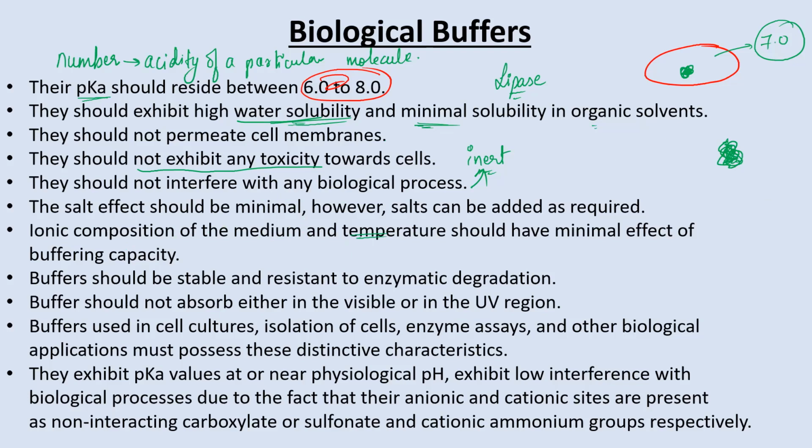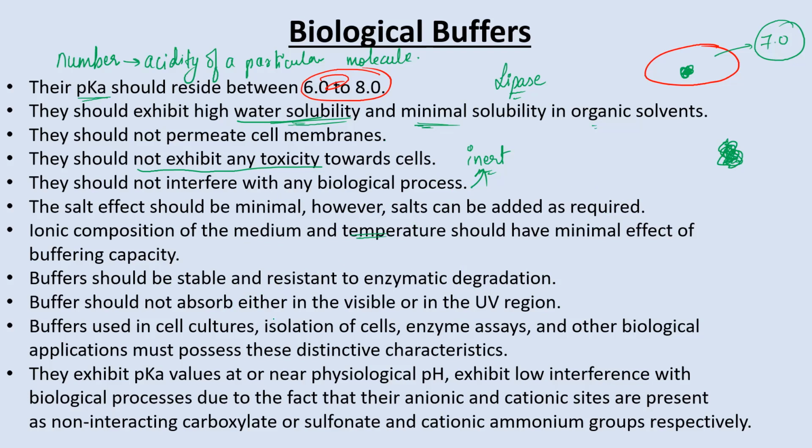The whole purpose of a buffer is to resist any change. If, because of certain conditions in your experiment, the ionic composition or the temperature comes into the picture, and these are two parameters which are unavoidable, because otherwise you cannot proceed with the experiment, then these factors should not affect your buffering capacity. The buffer should be stable and resistant to enzyme degradation. These buffers should not be responsible for enzymatic degradation.